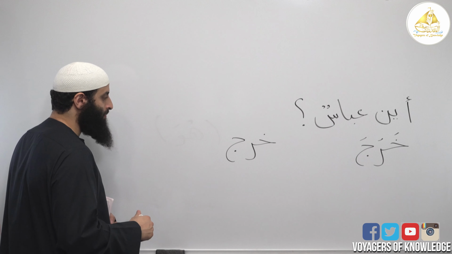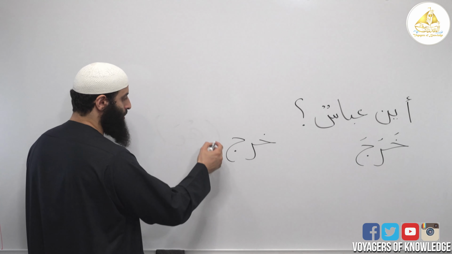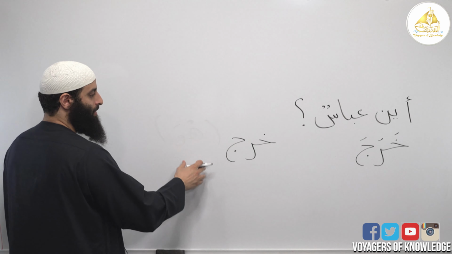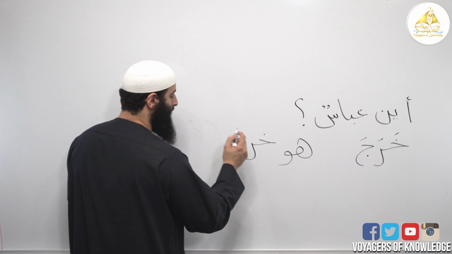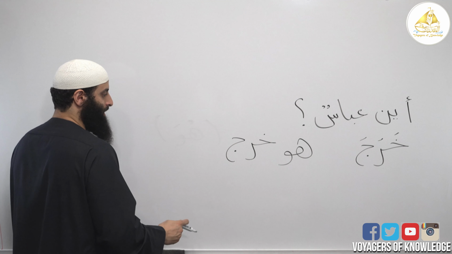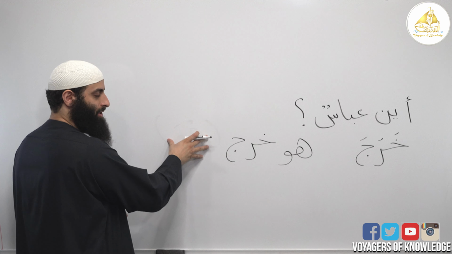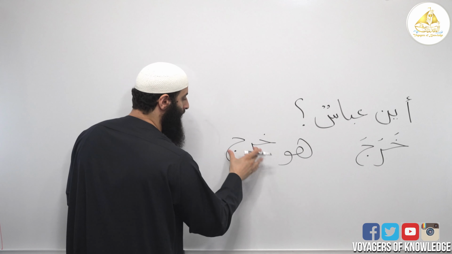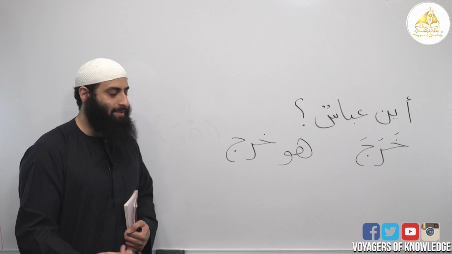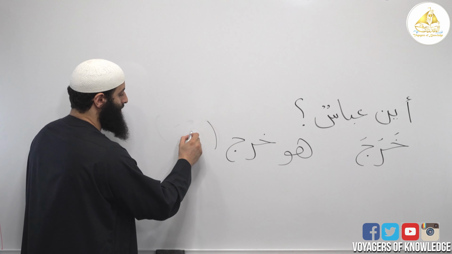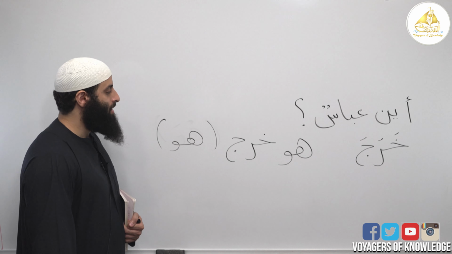Okay? As for the one doing this action, it's here. Someone might ask, what if we say huwa kharaja? Because you've already told us that kharaja already means he went, but there was no word here. What if we say huwa kharaja? Is this still implied here? And the answer is yes. It's still there, but you don't write it.